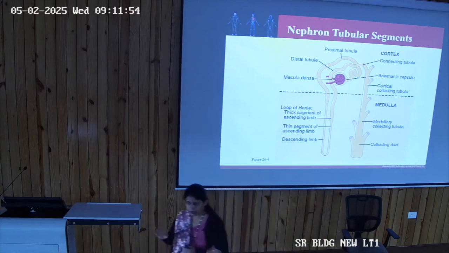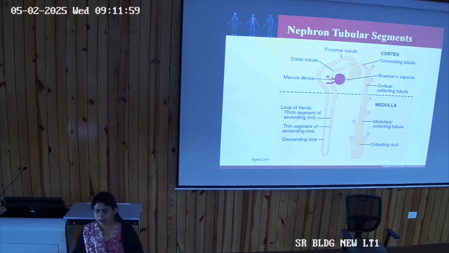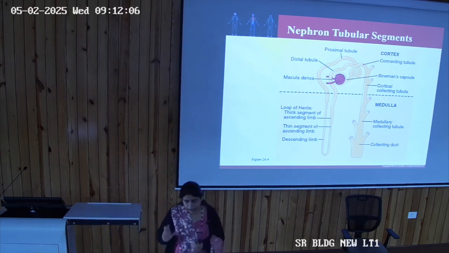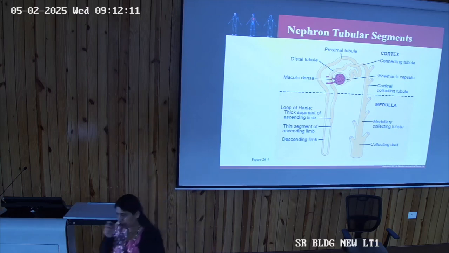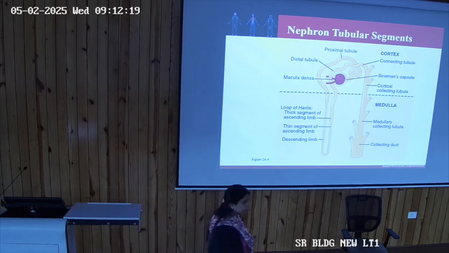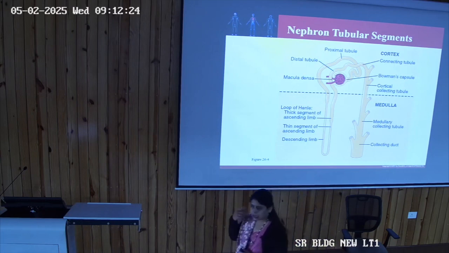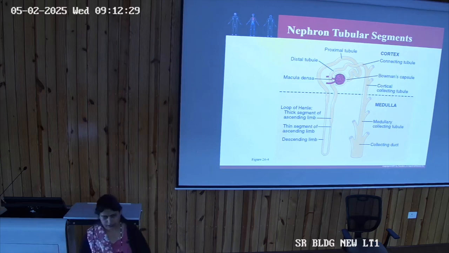When we are talking of the parts of the nephron, the Malpighian corpuscle structure is the same in both nephrons. The PCT segment is also the same in both. But when you are talking of the loop of Henle, the descending segment is the same, but the length of the loop of Henle is more in the juxtamedullary nephron compared to the cortical nephron. Another difference is in the ascending segment of the loop of Henle, which has thin and thick segments. Then it comes into the distal convoluted tubule, collecting tubules, and collecting duct.